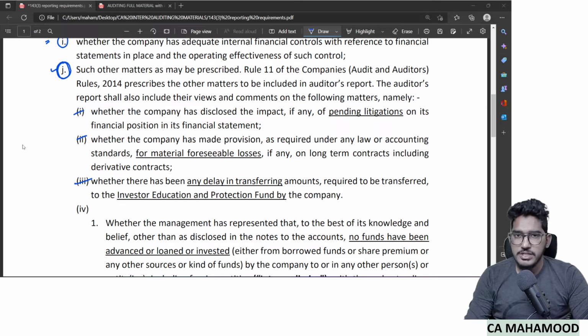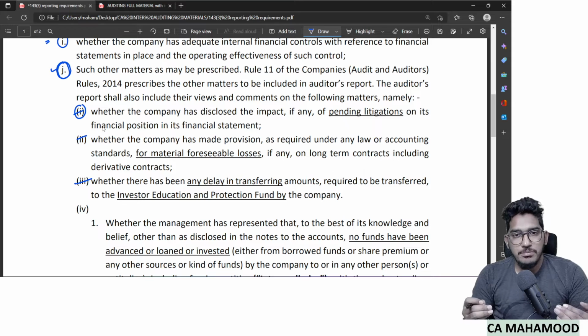143 subsection 3 clause J, the first point: whether the company has disclosed the impact, if any, of pending litigations on its financial position in its financial statements. What does this first point say? Whether the company, and when I say company, whether the management of the company, has disclosed the impact, if any, of pending litigations on its financial position in its financial statements.